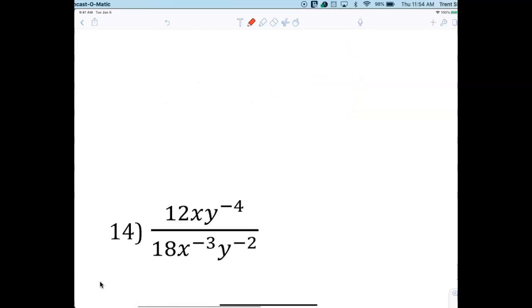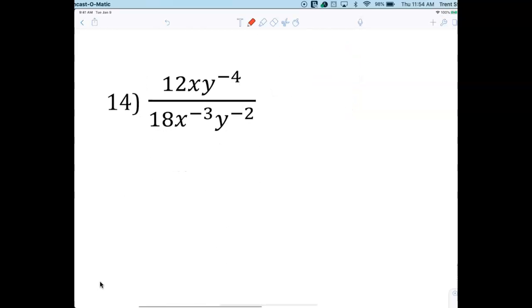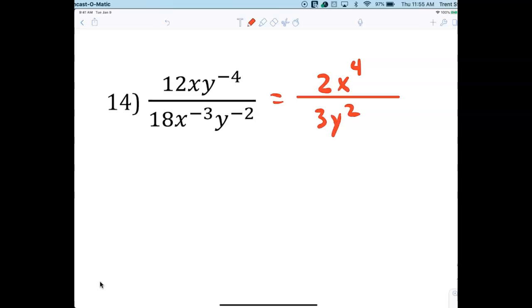All right, Brady, you tell me how to do 14. Okay, so 2x over 4 divided by. Hold on. 2x over what? Wait, 2x to the 4th. Okay, thank you. And 3y to the second. Right, everybody double check that. Right, we're reducing the fraction 12 over 18. Everybody good? And then moving the negative exponents. All right?